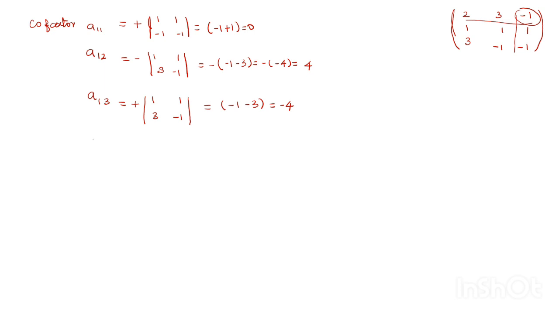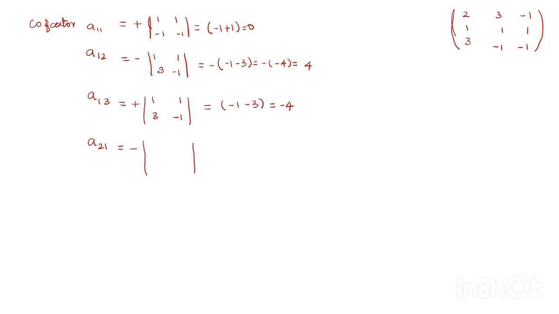Now once again, for the second row, we find the cofactor of A21. We start with the negative of the minor matrix of 2. What is the minor matrix of 2?